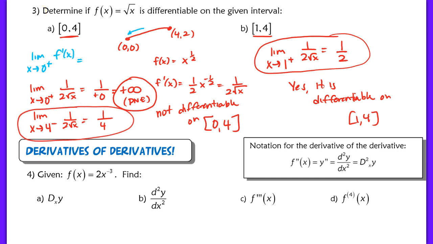So when we say that it goes to positive infinity, obviously that number isn't an actual limit because it just keeps getting bigger and bigger and bigger, so we say it does not exist. So if both endpoints don't work, it is not differentiable on that specific closed interval.